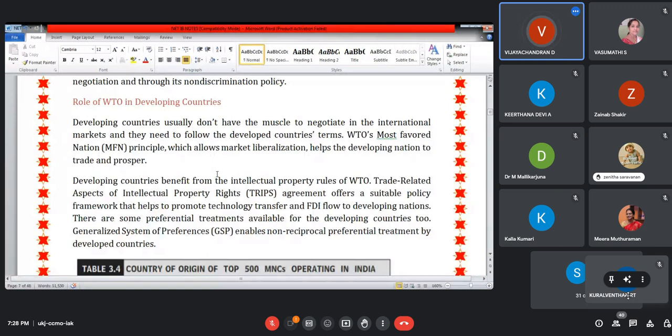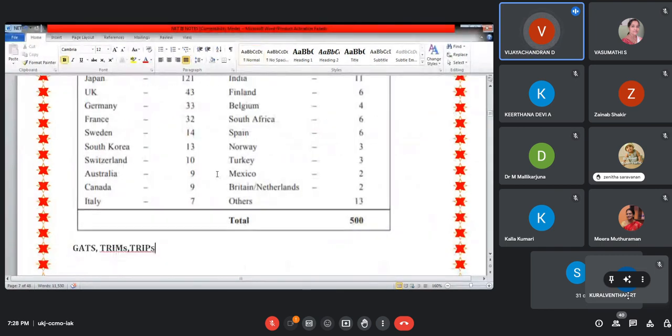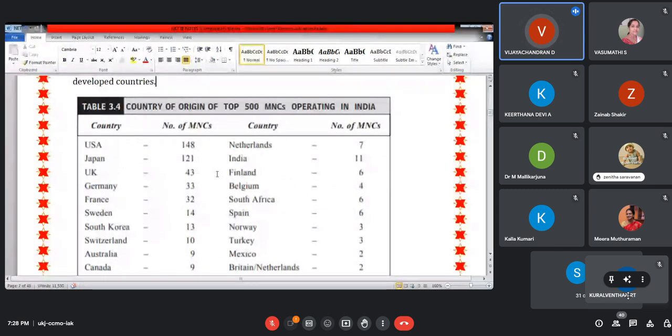So that will be a positive sign for the developing nation. So developing countries benefit from the IPR, intellectual property rules of WTO, and also the trade-related aspects of intellectual property rights. So these are the country of origin of top 500 MNCs operating in India. So maybe asked in your examination. So that is the reason why I'm showing the slide.